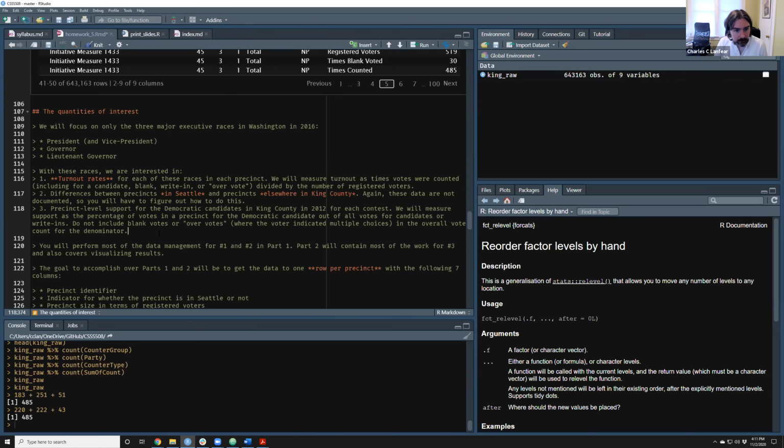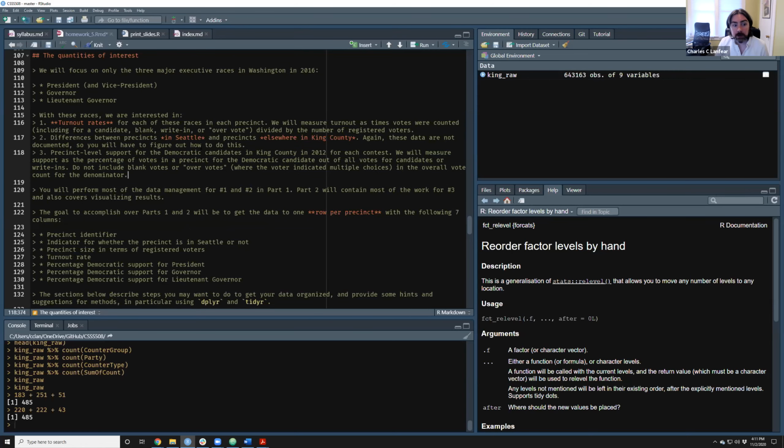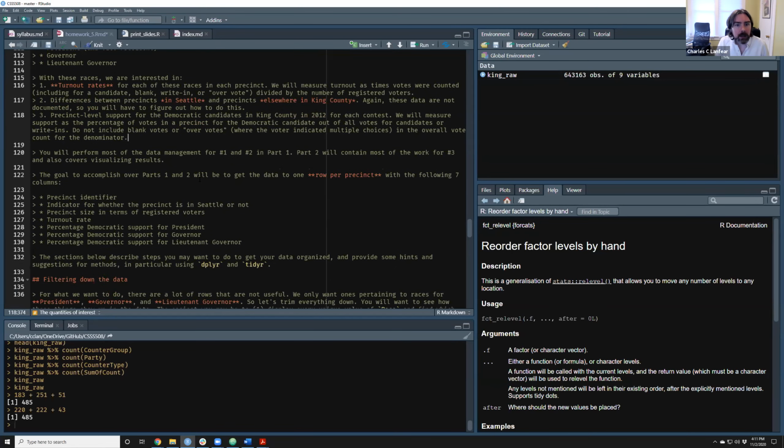We'll get there. Okay. So what we're going to do is the data management for this. Next week, we're going to do the visualization and the looking at the results. Okay. So the goal that we're going to work toward is having data that have basically 1 row per precinct with about 7 variables.